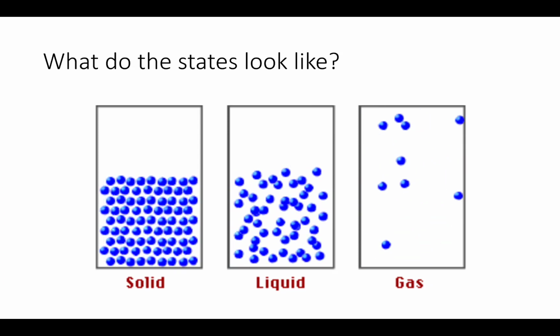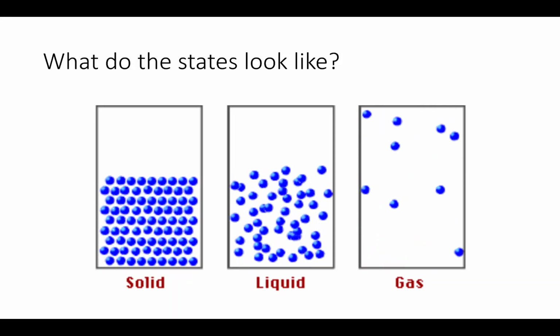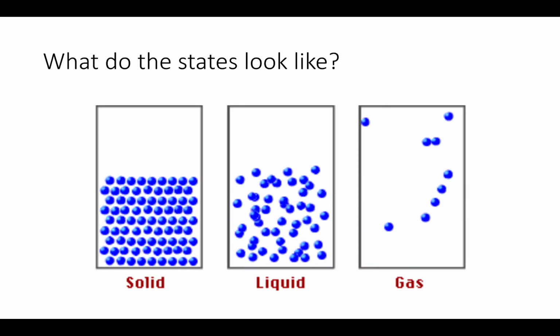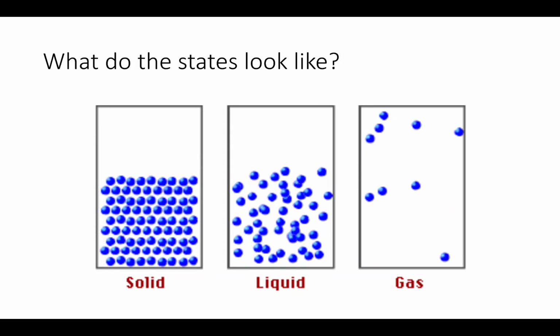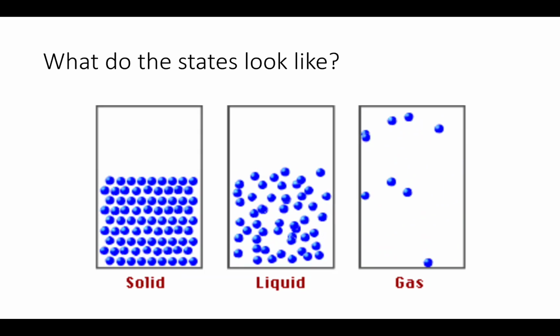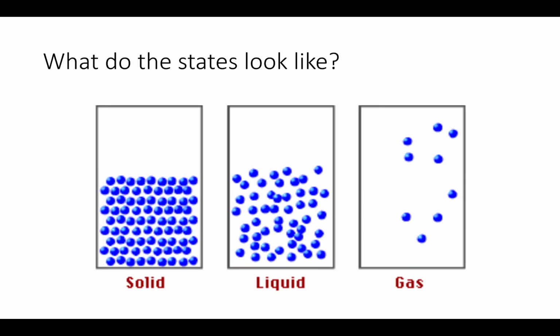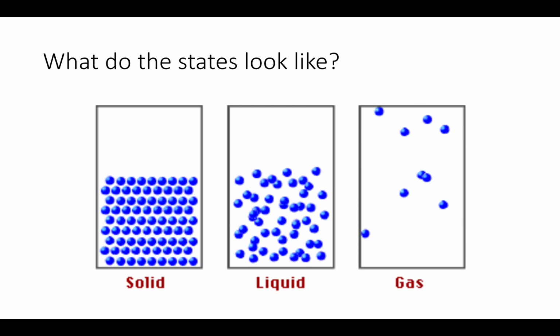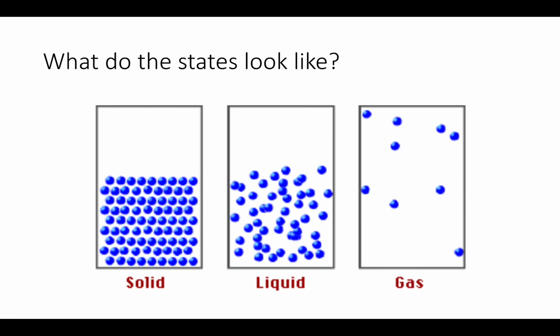So as you can see, the solids are arranged in a regular repeating pattern and they vibrate around their equilibrium position so they don't move. Liquids are quite similar to solids. They're still connected together, but there's a little bit of room for the particles or the atoms to move about, to flow essentially. Gas is completely randomized, in random directions, with varying degrees of speed.